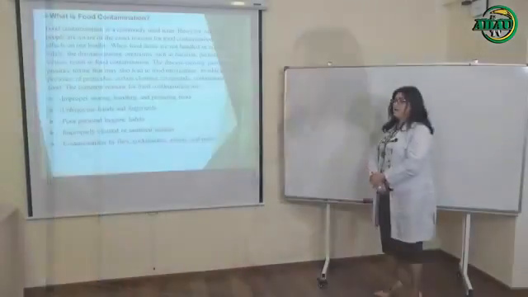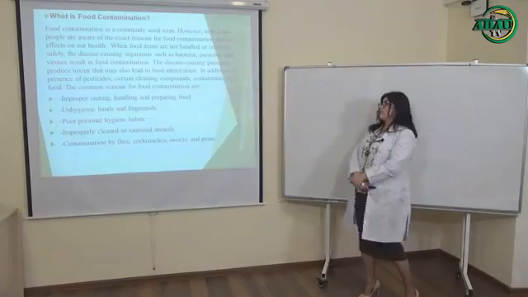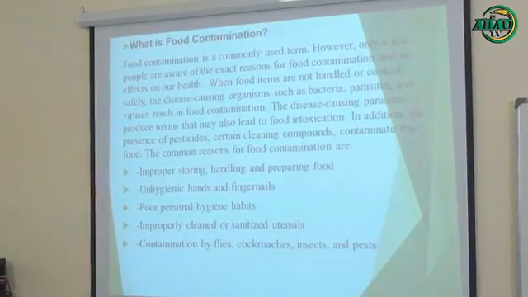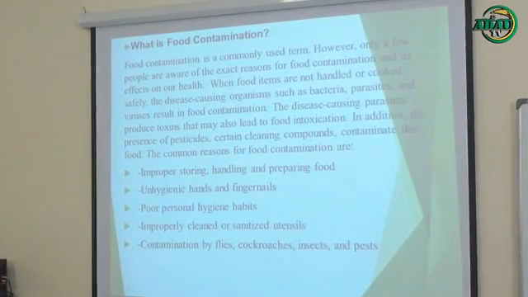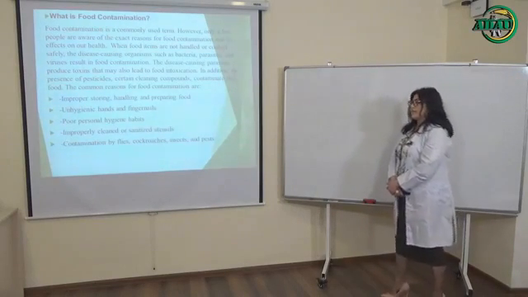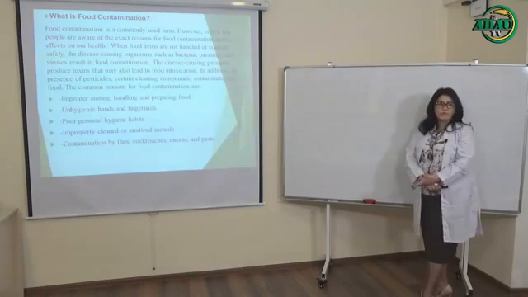When food items are not handled or cooked safely, disease-causing organisms such as bacteria, parasites, toxins, and viruses result in food contamination. But I would like to mention that not only bacteria, parasites, or toxins can cause disease. It can also be physical and chemical contamination, and you will see information about it in the next slides. The disease-causing parasites produce toxins, and these toxins can also lead to food intoxication. Food intoxication is a kind of foodborne disease.